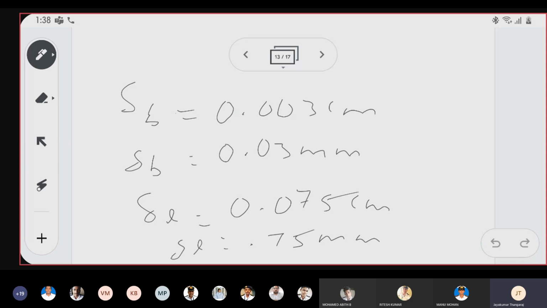Next, del B, the change in breadth, is 0.003 centimeter. I convert to mm, so 0.03 mm. Again, the change in length is given as 0.075 centimeter. I change it into mm, so write it as 0.75 mm.